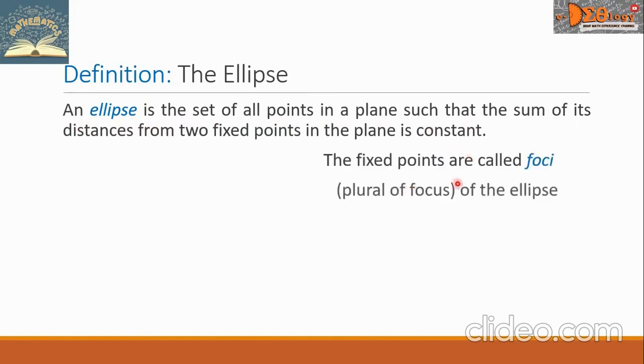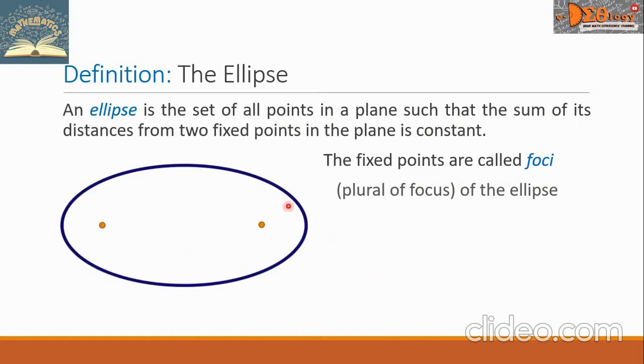The fixed points are called foci, plural of focus of the ellipse. Here we have 2 points arranged horizontally, and we consider this as the foci of the ellipse. Let us draw now the ellipse. Here we have the ellipse.